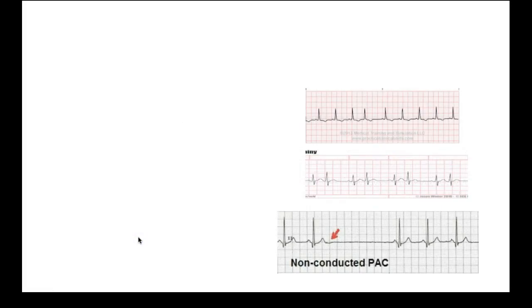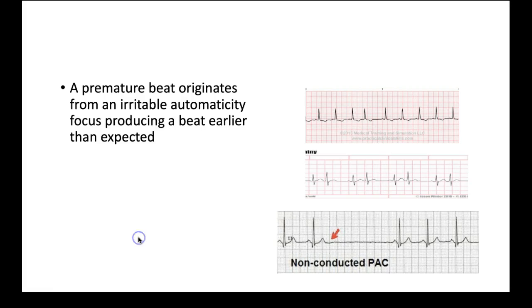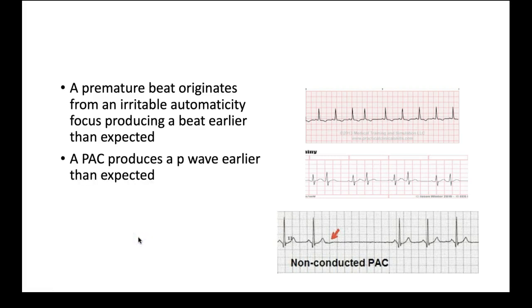Here we have some PACs, and PACs are premature beats that come from an irritable foci producing a beat that's earlier than expected. So that can be in a bigeminy pattern or a trigeminy pattern, like every 2, every 3. But you see there's a distinct pattern if you look at the second EKG. And sometimes it can just simply be non-conducted if you look at the third one.